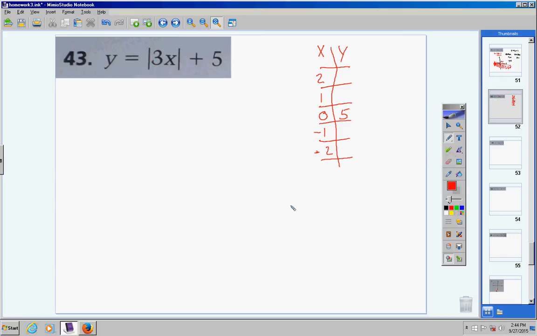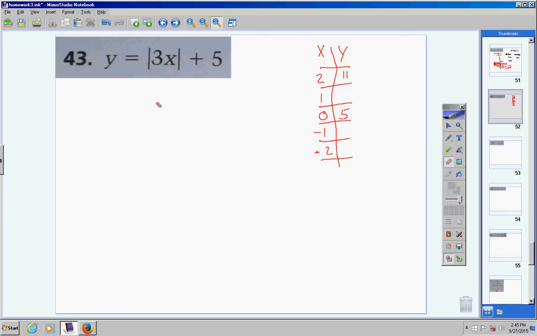It'll save you a lot of time. However, if you don't, that's fine also. You're welcome to do it the long way, which is to put 2 in for x. So I have a 2 right here. 3 times 2 is 6, so the absolute value of 6 plus 5. The absolute value of 6 is 6. 6 plus 5 is 11.